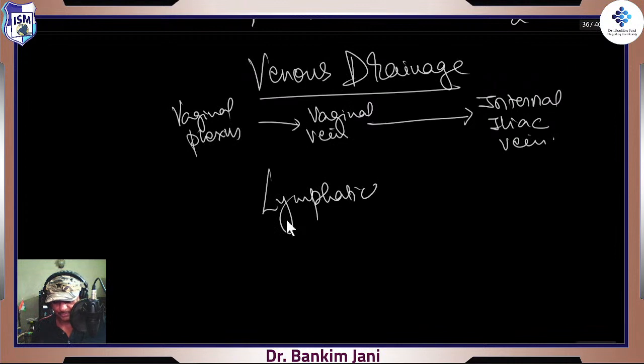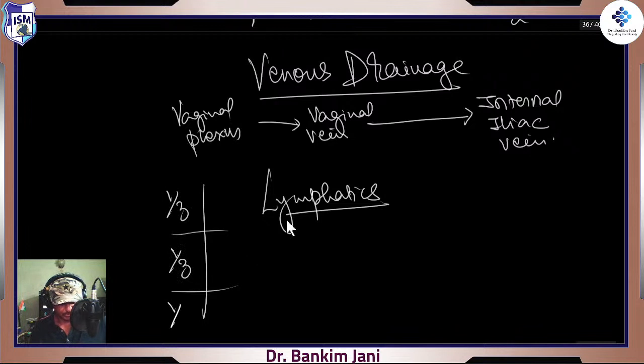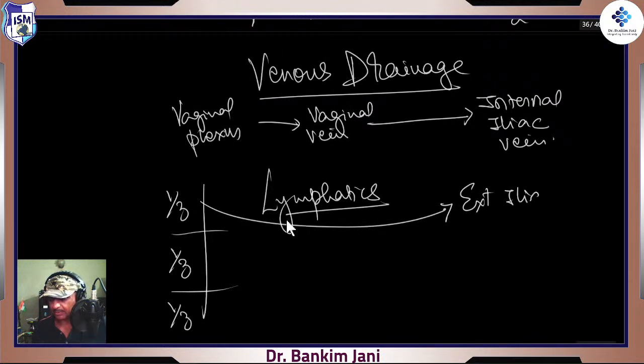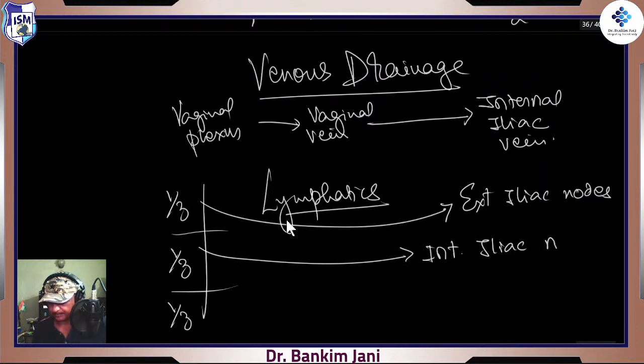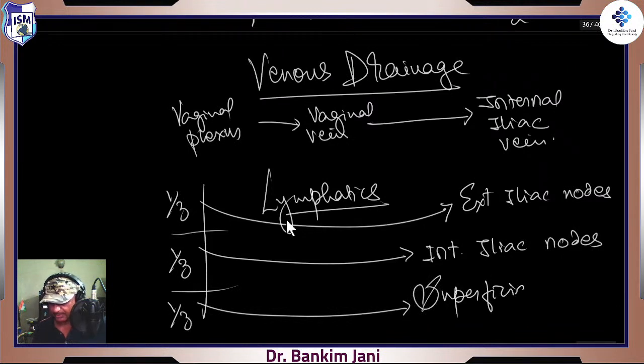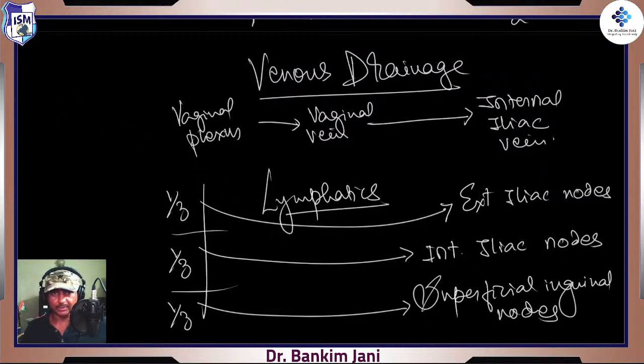For the lymphatics, it is a bit specific. To understand this, we have to divide into three parts: the upper one third, middle one third, and the lower one third, right? So the upper one third will be going into the external iliac nodes, right? The middle one will be going to the internal iliac nodes, and the lower one third, because now it is the inguinal region, will be going to the superficial inguinal nodes, right? That's it. So that's how it would be distributed.